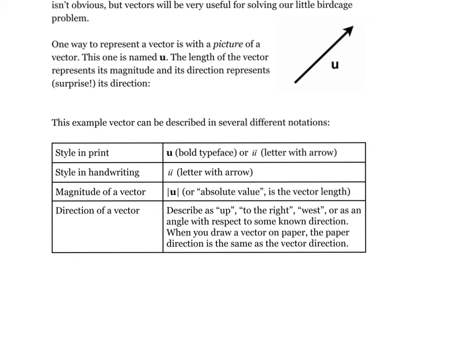And lastly, the direction of the vector can be described in a variety of ways. It's very simply, you could say it's up or to the right, west, or since this is an outgrowth of trigonometry, you could use angles to describe the direction of a vector. And there's another way that we're going to talk about shortly.